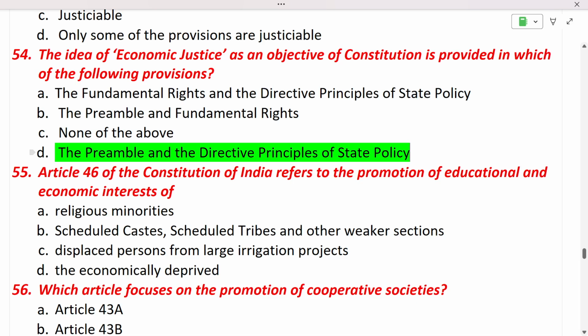Next, question number 55. Article 46 of the Constitution of India refers to the promotion of educational and economic interests of option A, religious minorities, option B, SC, ST and weaker sections, option C, displaced persons from large irrigation projects, option D, the economically deprived. So the answer is B. We have already done this question. Let's repeat it.